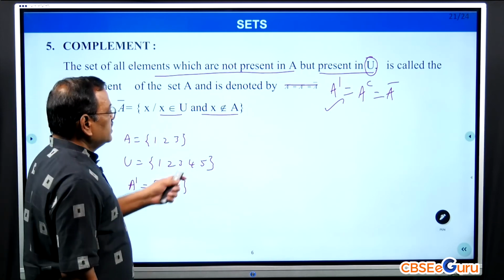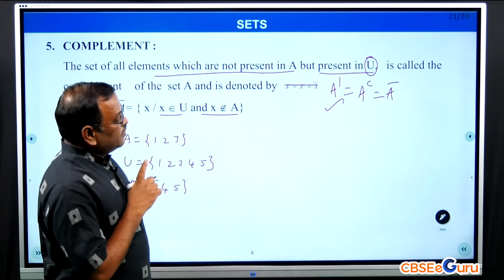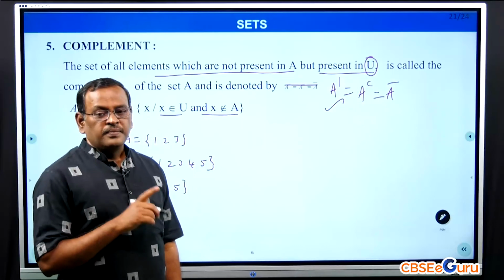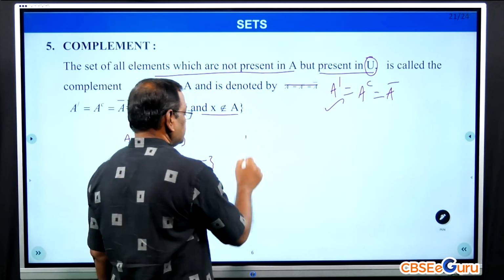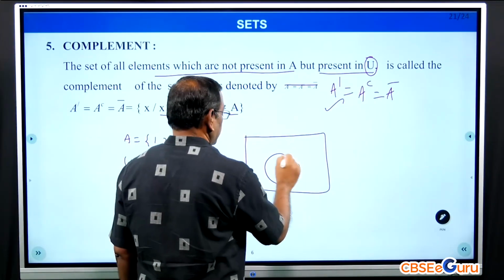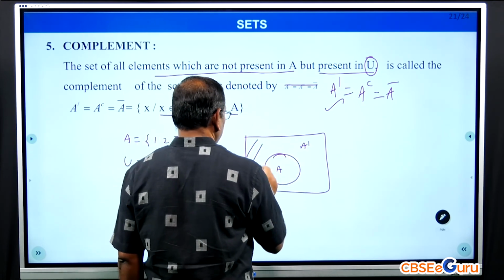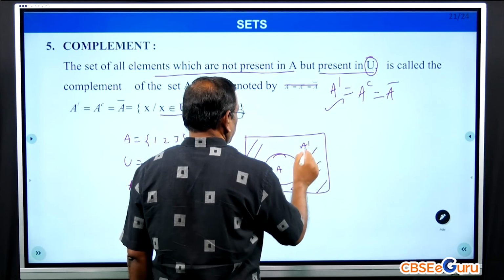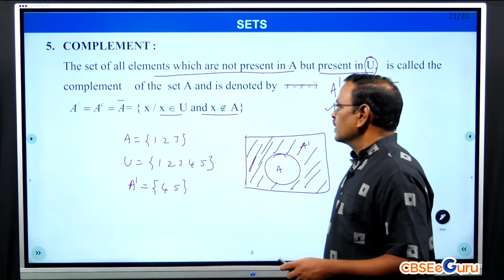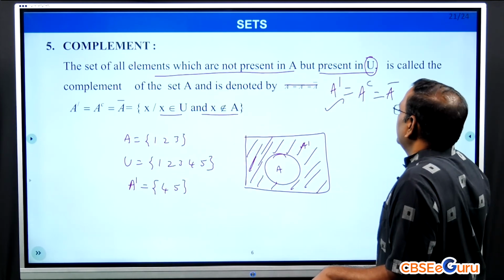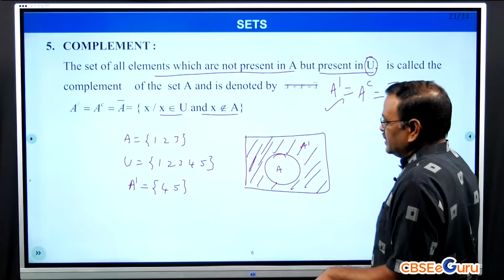But for this case, the Venn diagram concept is entirely different. Already we discussed in the beginning of this video, for universal set, the diagram is a rectangle. And this is A. And then what is A complement? This is A complement. Set of all elements which are not present in A but present in U. This is complement of sets.